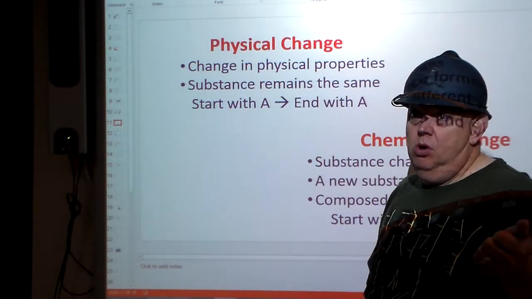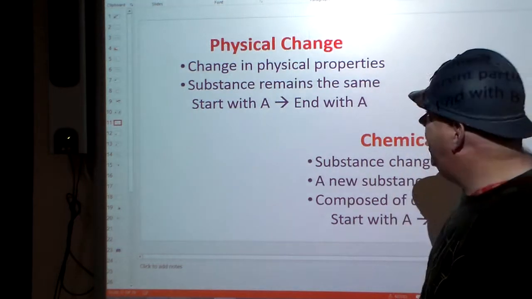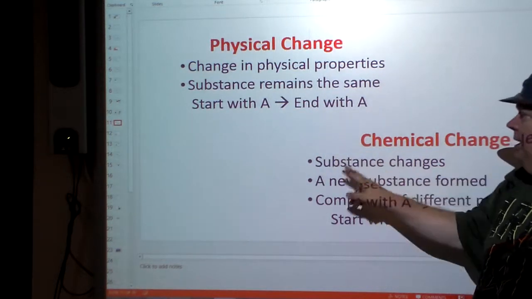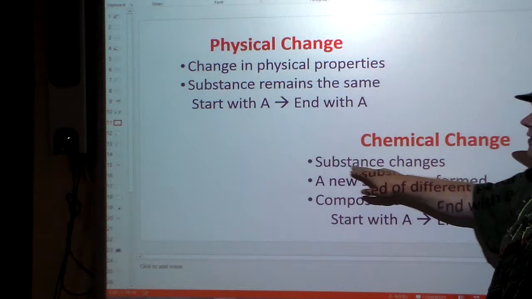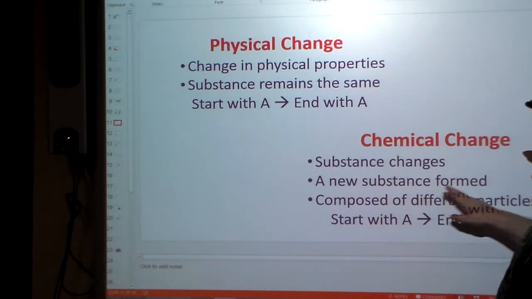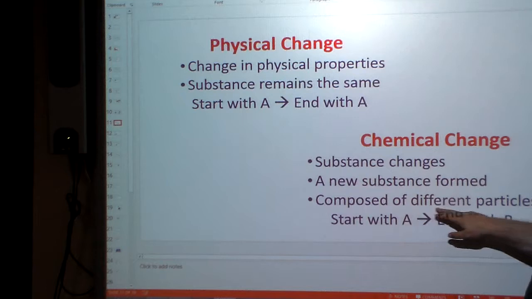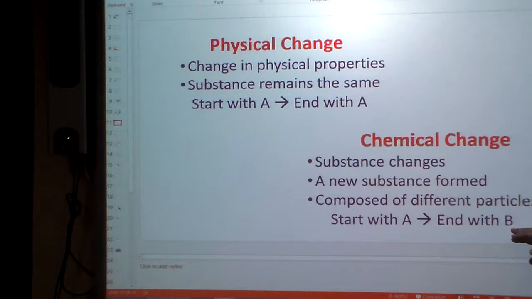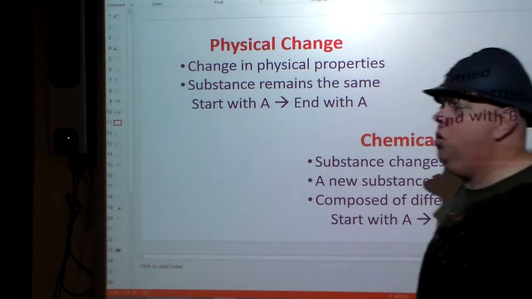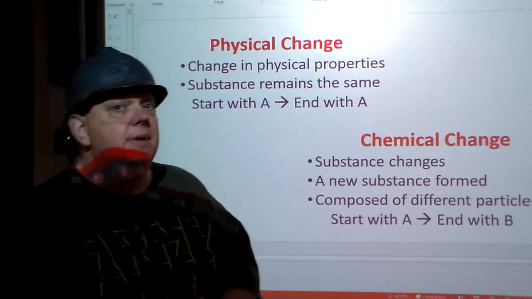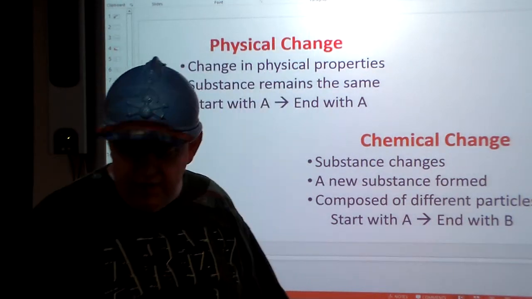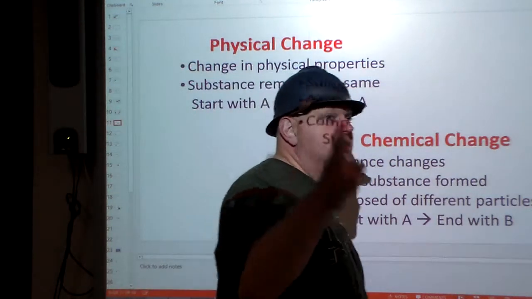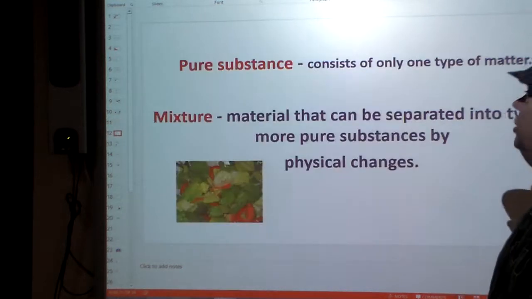Light a piece of paper on fire with a match, now that's not a physical change anymore, because I'm starting with paper, I'm going to end up with carbon. That's a chemical change. That's where the substance changes. A new substance formed, composed of different particles, start with A, end with B. Yes, that's how it works. So, physical and chemical changes, I do have a video that does cover that, and I do give some specific examples with it. So we've looked at physical properties, chemical properties, and then physical and chemical changes.